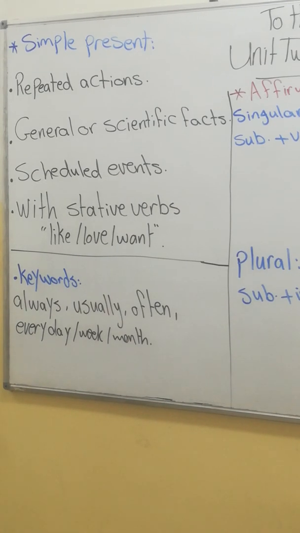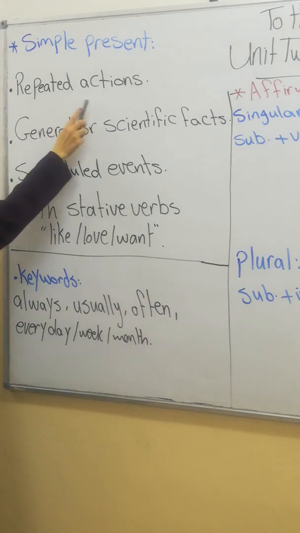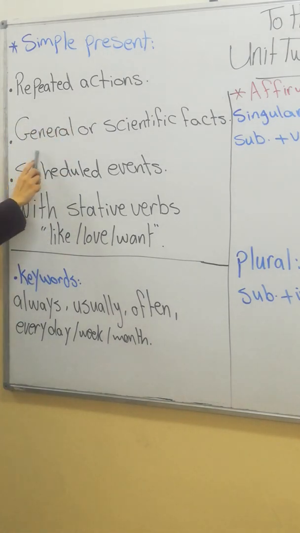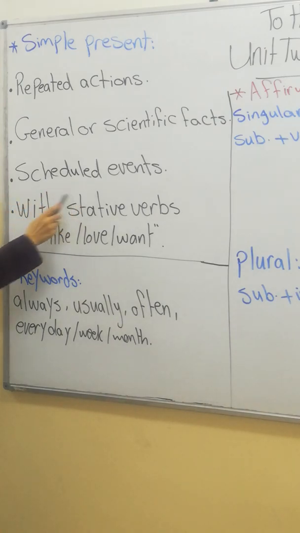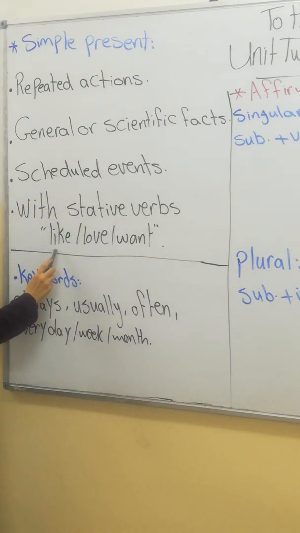Let's continue with the second part of grammar that talks about the simple present. We have to know first, when do we use the simple present? We use the simple present to talk about repeated actions, to talk about general or scientific facts, in the case of scheduled events, and with state verbs like love and want, and more of these.